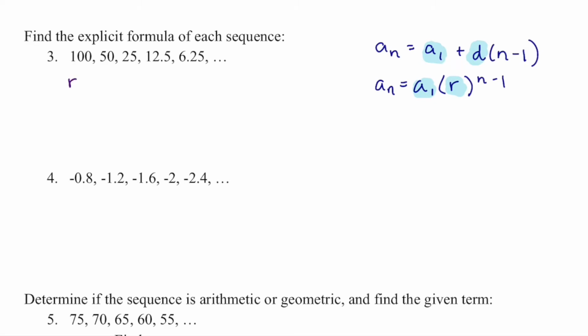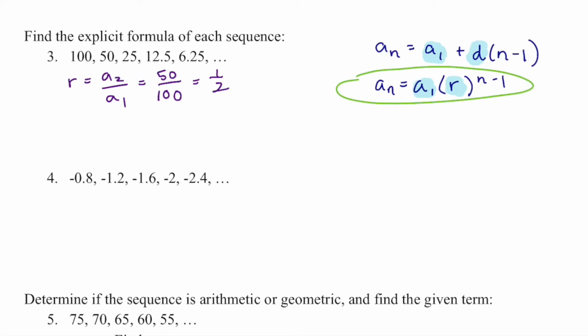So we know that our common ratio is always A2 divided by A1. A2 is 50, A1 is 100. That simplifies to a half. Once I have my potential common ratio, I can just do a real quick check in my calculator to see if it's true, right? 100 times a half is 50, 50 times a half is 25, 25 times a half is 12.5, and 12.5 times a half is 6.25. So it does check out, and this is geometric, which means that I am using this formula for this problem.